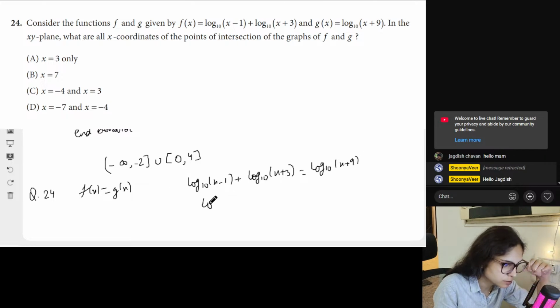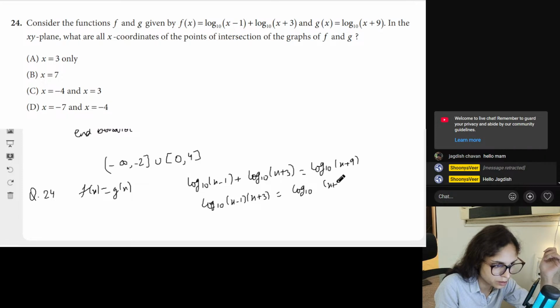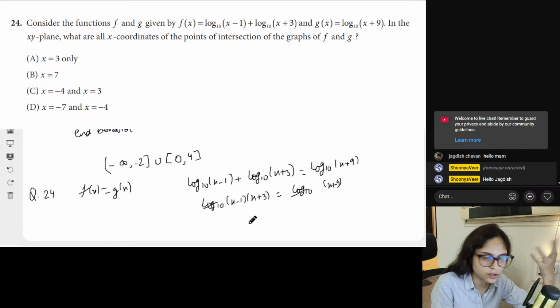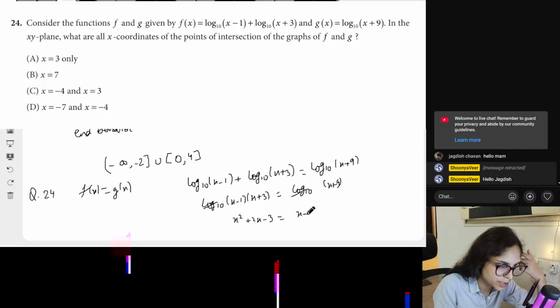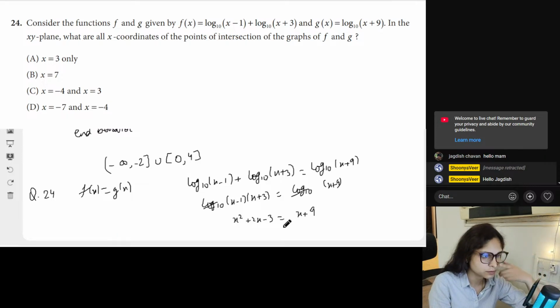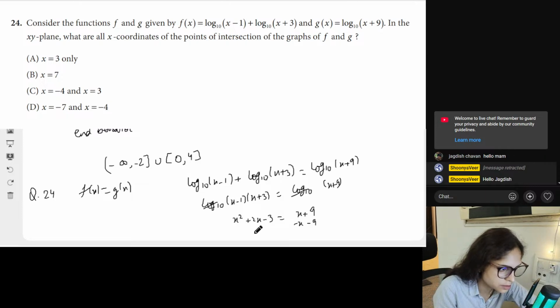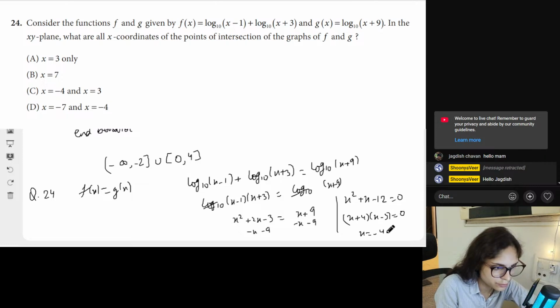So we'll combine the logs together. It will become log base 10 of (x minus 1) times (x plus 3) is equal to log base 10 of (x plus 9). Now you can take the anti-logs, logs can cancel. (x minus 1) times (x plus 3) is x squared plus 3x minus x is plus 2x minus 3, is equal to x plus 9. So minus x minus 9 on both sides, you will get x squared plus x minus 12 is equal to 0. This is (x plus 4) times (x minus 3). x is equal to negative 4, x is equal to 3.